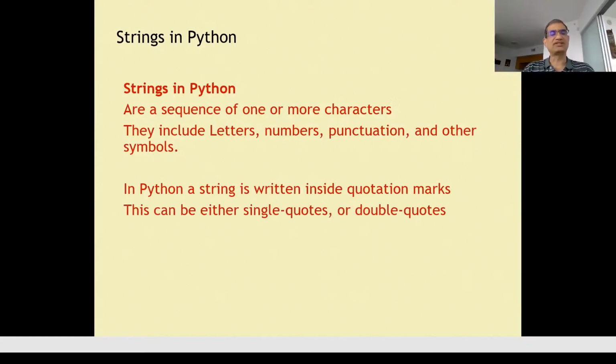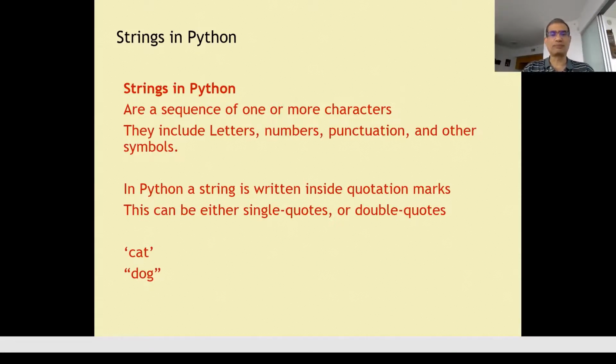Actually, you can use either a single quote or a double quote. The only requirement is that if you start with a single quote, you should end that string with a single quote. And if you start with a double quote, you should end it also with a double quote. Therefore, this example, cat within single quotes, is a string, and dog is also a string. It starts and ends with a double quote.